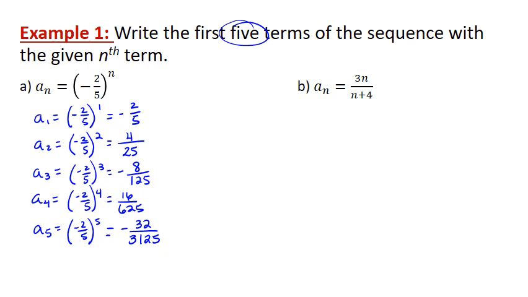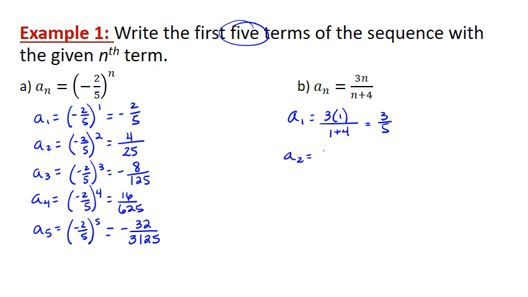In the next example, it is the exact same thing. So why don't you go ahead and pause this video and see if you can come up with this result. So just like before, we need to find a sub 1 first. The only difference here is we are going to be plugging 1 into 2 places. So we will have 3 times 1 over 1 plus 4. This gives me 3/5.